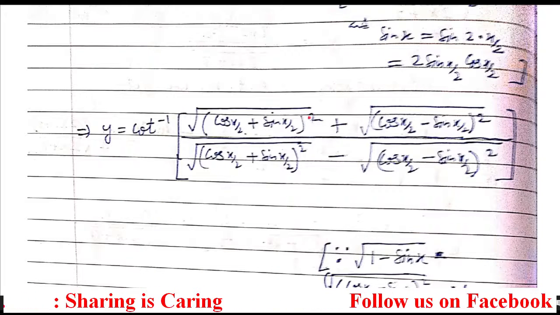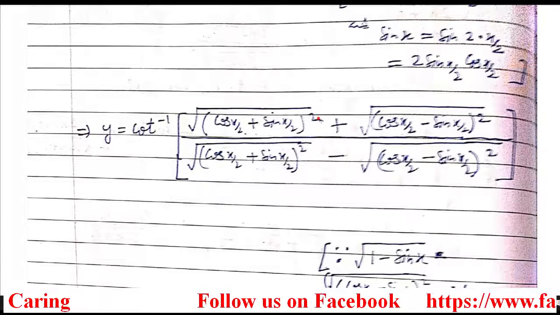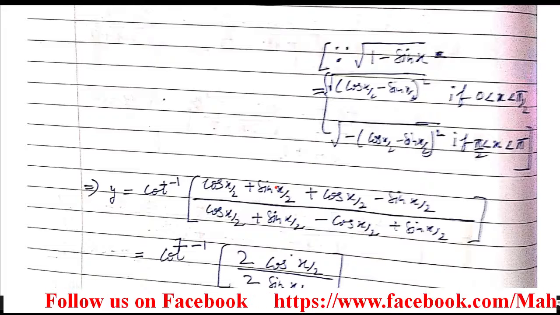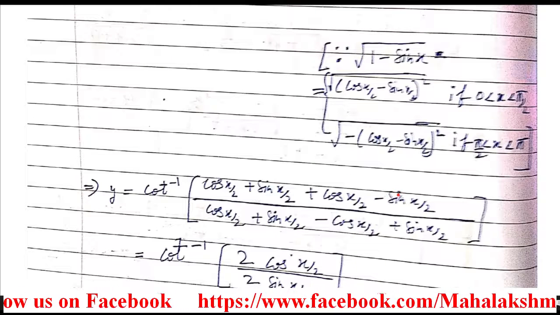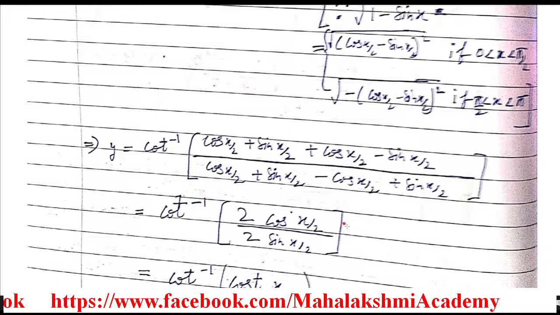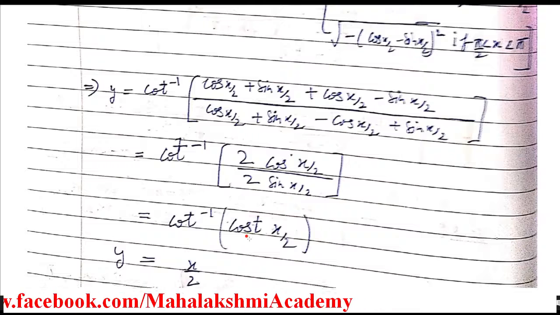Now because of this square, it will come out from the root. So the square and root will cancel, and after all the cancellation we will remain with this. Now here sin x upon 2 and sin x upon 2 will cancel each other, and here cos x upon 2 and cos x upon 2 will cancel each other. Remaining will get added. 2 and 2 will cancel, and cos upon sin is cot.